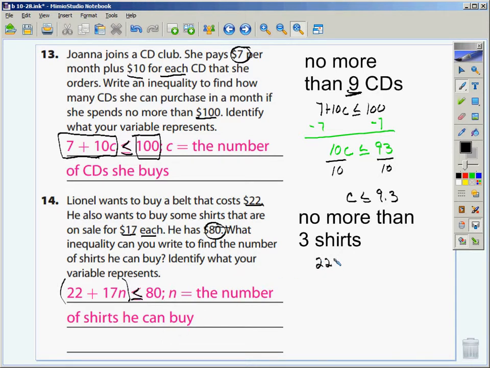So, 22 plus 17N, less than or equal to 80. I would subtract 22 from both sides. I'm going to have 17N is less than or equal to 58. I'm going to divide 58 by 17. N is less than or equal to 3.41 something. Can I buy part of a shirt? No. That's why it says no more than 3 shirts.